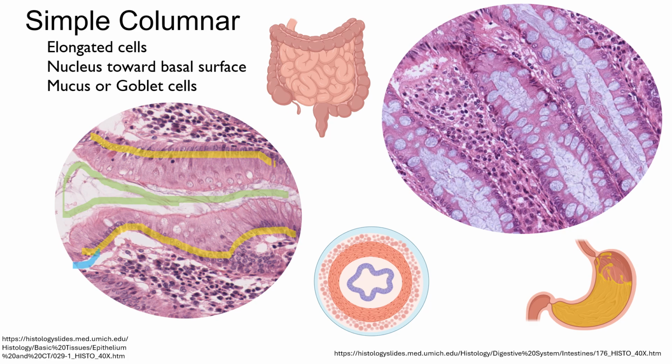And let me highlight the basal surface for you. Here's one basal surface, and here's another. So, sometimes in one picture, we might be looking at two lines of simple cells.